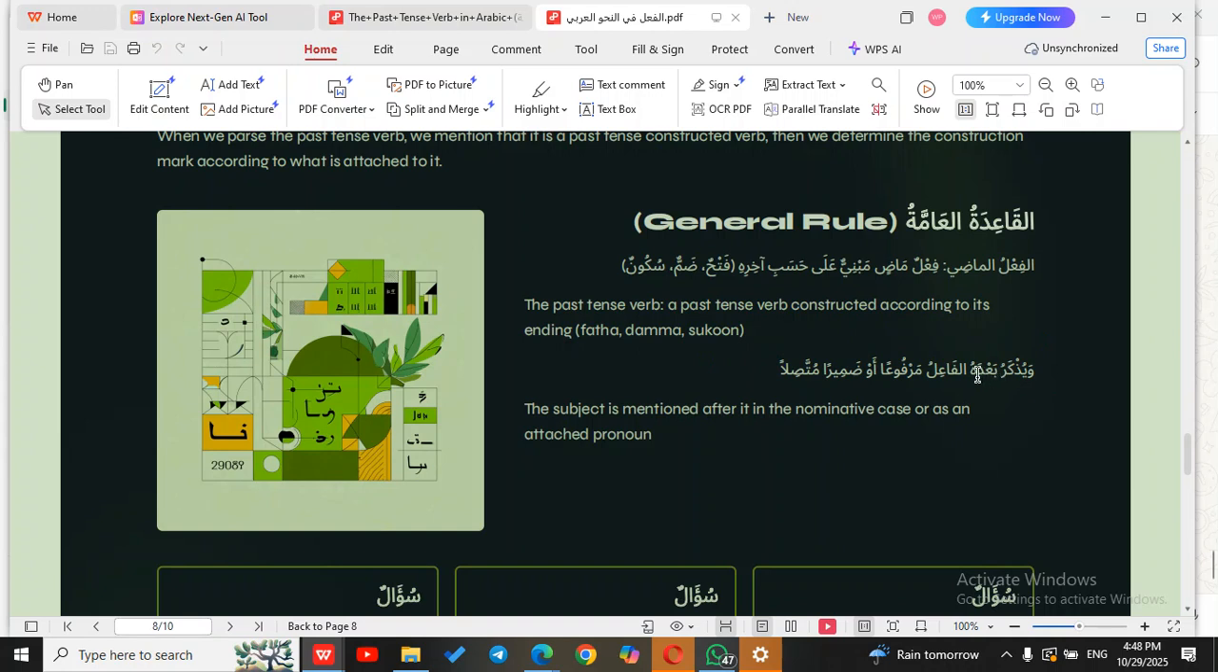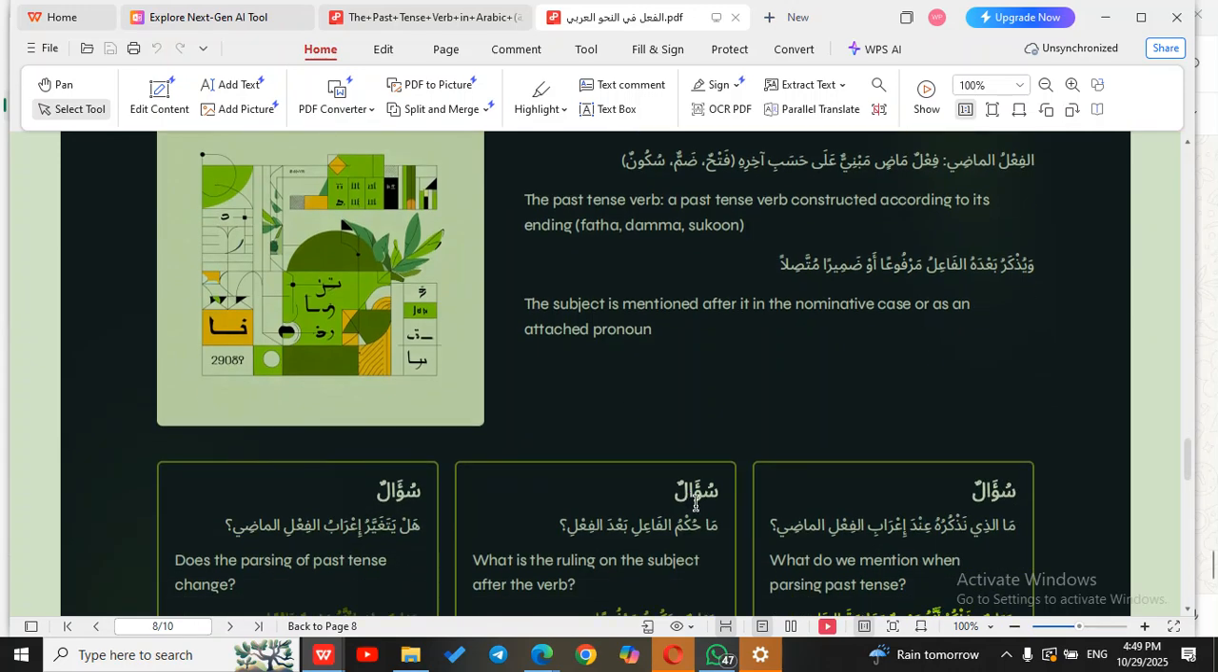Wa yudhkaru ba'dahu al-fa'il marfu'an aw damiran muttasilan. Then the subject is mentioned after it, in the nominative case, as a noun or as an attached pronoun.